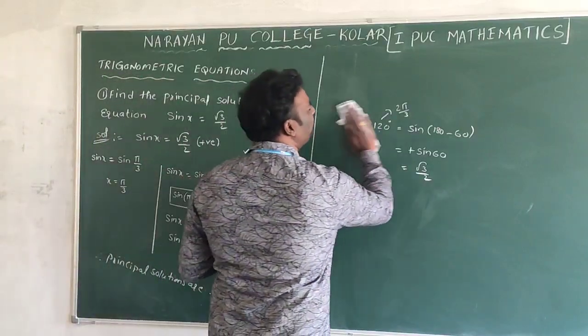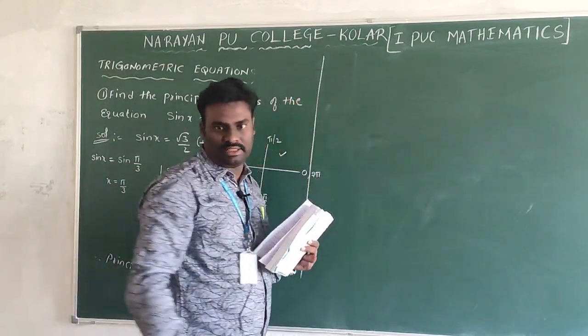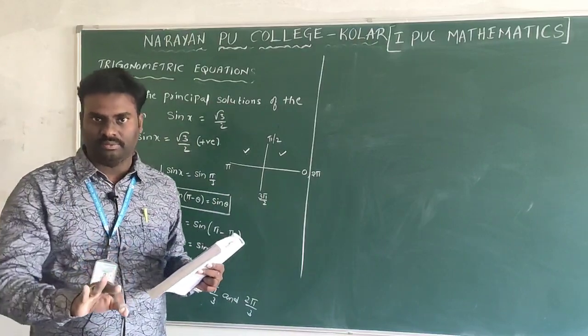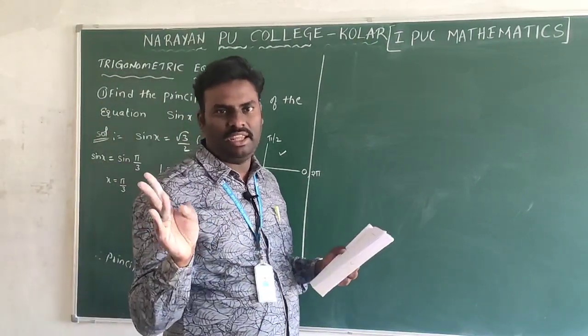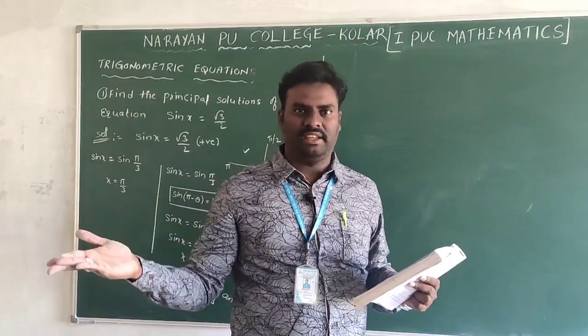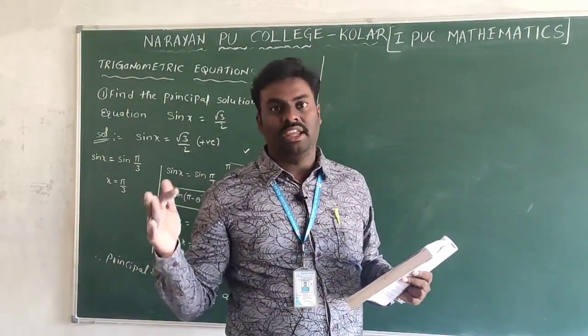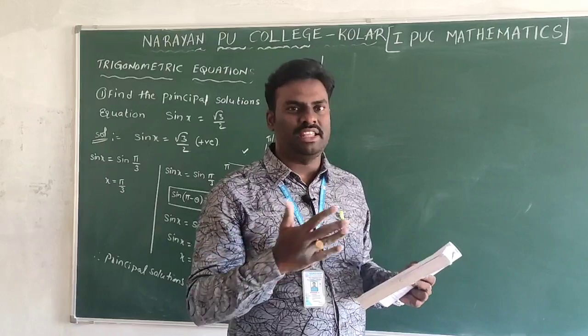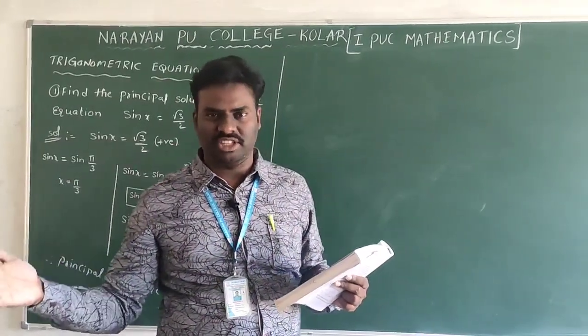Next, you need to be perfect in the trigonometric table, that is nothing but 0, 30, 45, 60, 90, as well as after 90, 120, 150, 270, these angles also, with the help of the ASTC rule.